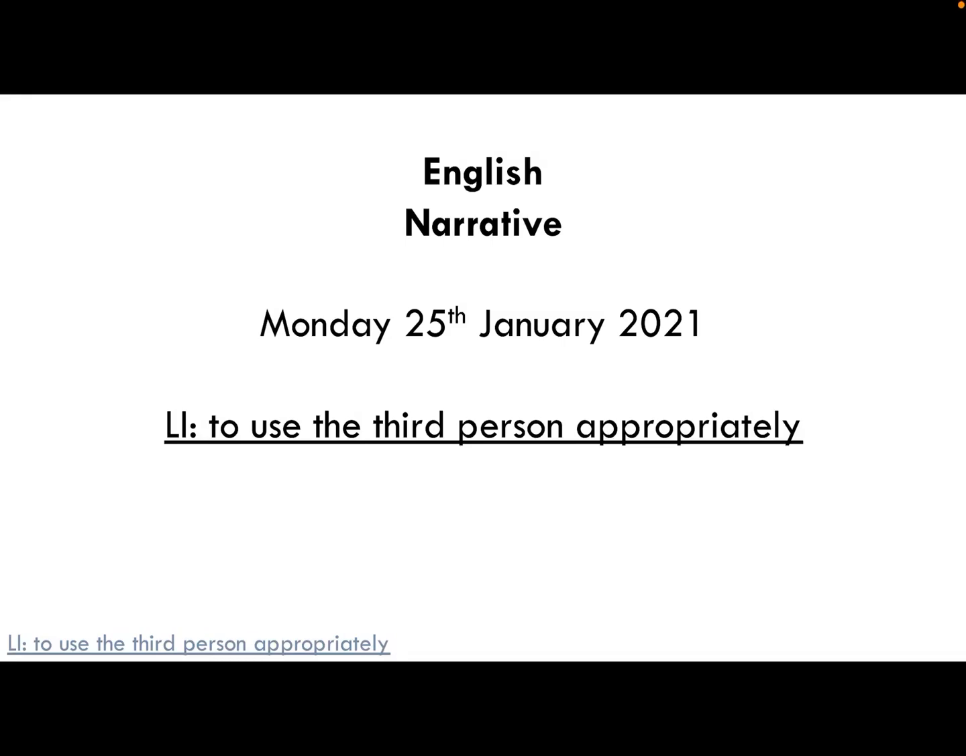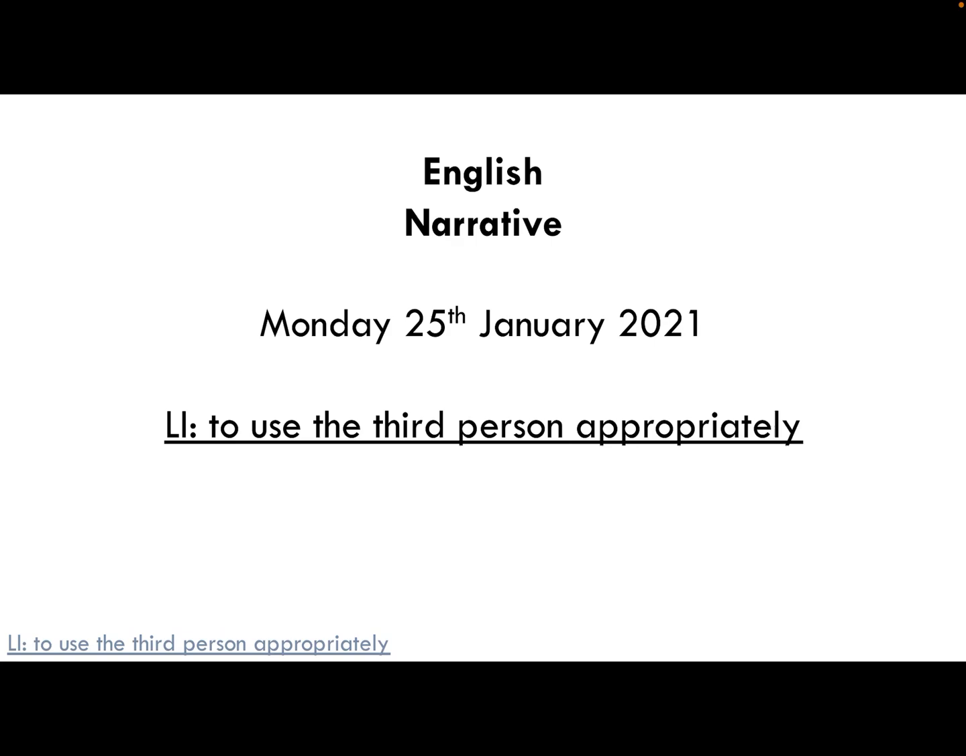Hi everybody, we're going to do a bit of English and this is one of our building blocks towards our narrative, and we're going to be looking at using third person appropriately. Now, reflecting back on some of your work last week, and again, much like maths, there are very common mistakes that pretty much all children make.